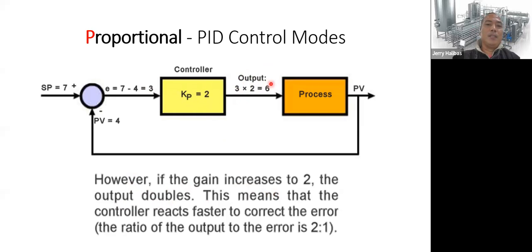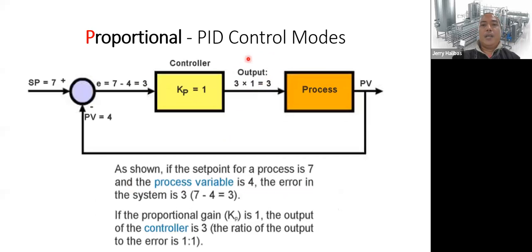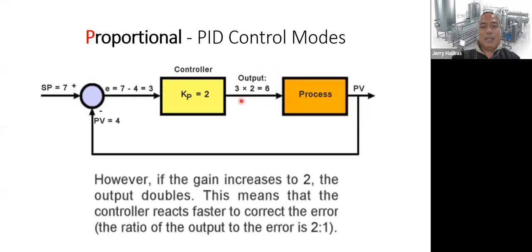So the output of your controller is doubling, no? Based on the previous one, the output is 3. Diba, 3 siya? So this time it is 6. So double siya. This means that the controller reacts faster to correct the error. Okay? So take note, the error here is 3, no? When you subtract 7 minus 4, that is the error.